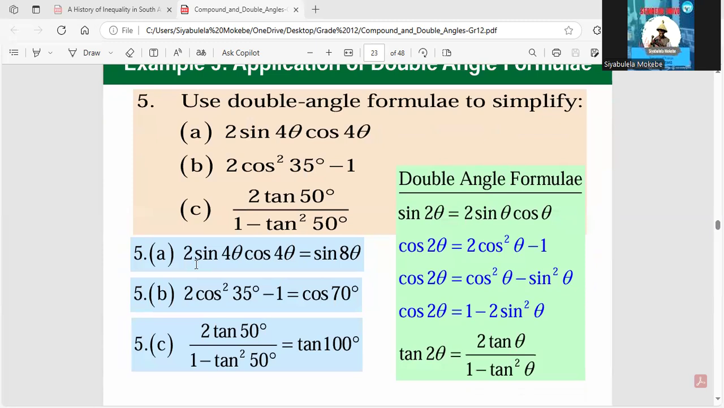So you have 2 sine 4 theta cos 4 theta. This is equal to sine 8 theta. Then 2 cos squared 35 minus 1 is equal to cos 70. 2 tan 50 over 1 minus tan squared 50 is equal to tan 100. And these are the formulas we use to find the answers here.